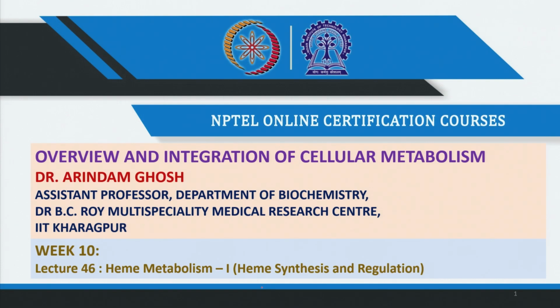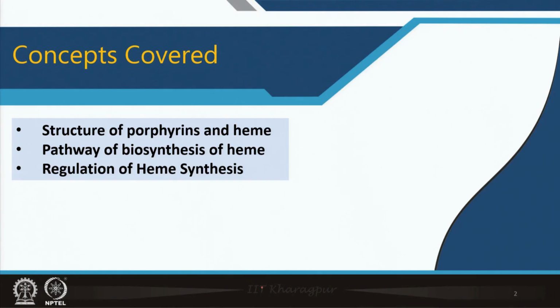So, you might wonder why we are studying heme. This should raise your question. Whenever you see a topic, you must ask why. Why will we be studying the structure of porphyrin and heme in this class? Why do we need to know the pathway of biosynthesis of heme? Why do we at all need to know the regulation of heme synthesis?